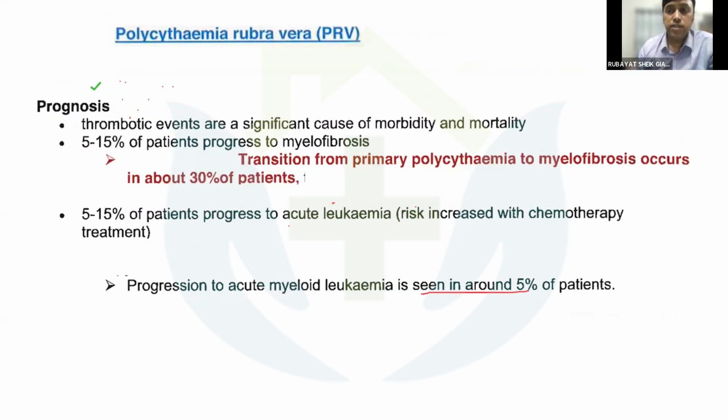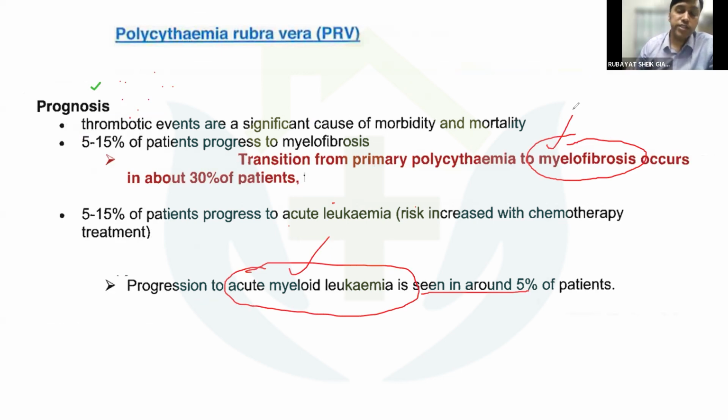A very, very important question asked is the prognosis of polycythemia rubra. For some reason, it's a very favorite question. Polycythemia rubra vera patients can progress to myelofibrosis. Polycythemia rubra vera patients can progress to acute myeloid leukemia. Very favorite question in MRCP part 1. Please remember these two conditions.